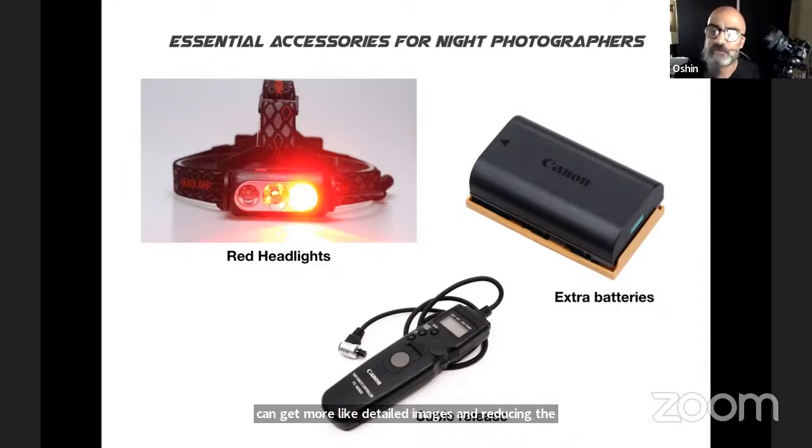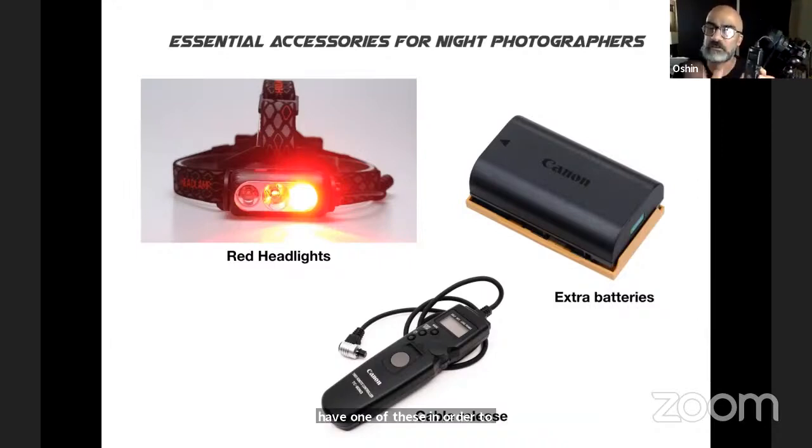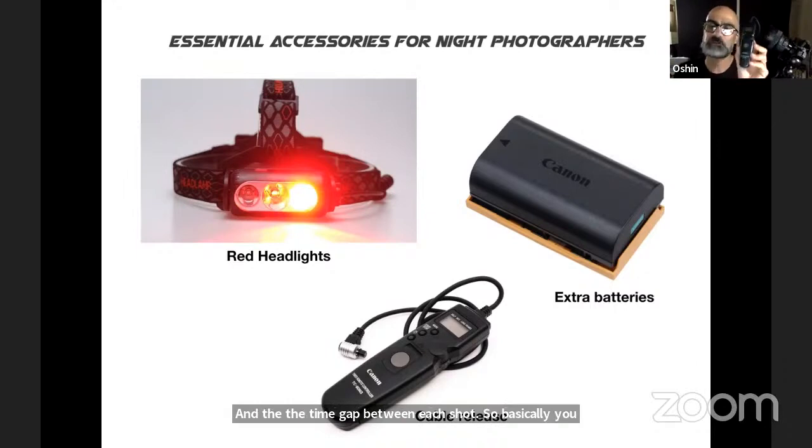And also for the time-lapse photography that I just mentioned, you use one of these to control the number of exposures and the time gap between each shot. So basically you are doing all that by using these cable releases. But in some cameras you can do that internally. I mean, you can set up the number of exposures and also the interval of each shot inside the camera.